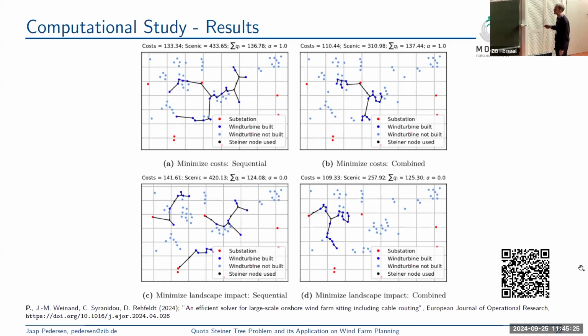And when we only focus on minimizing the landscape impact, the story is the same. First, we reduce the scenicness, or the impact on the landscape, by a lot, and we also have less cost in the result, which is a very nice result. So this shows very clearly that approaching the problem in an integrated way is much more efficient than a sequential approach.